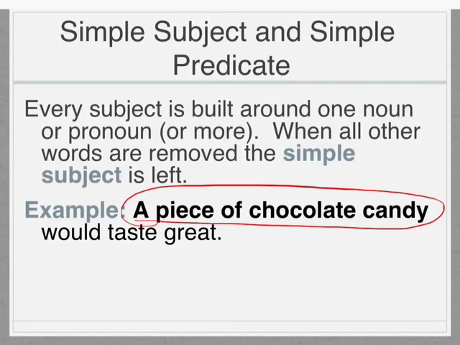The simple subject narrows it down to just one, really most of the time one word, without any of the adjectives. So what is this subject really about? It's about candy. Okay? So a piece of chocolate candy is the complete subject, but the simple subject is just candy. We'll go ahead and do a couple more examples to show you.